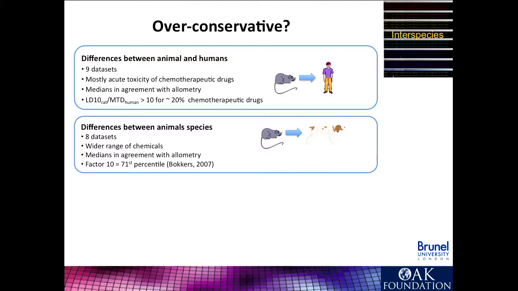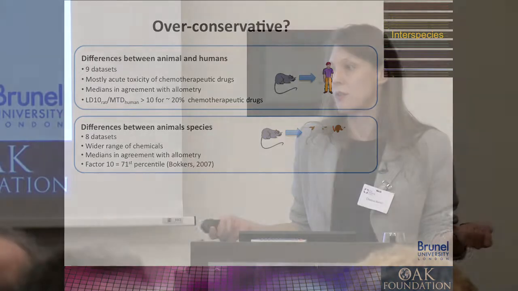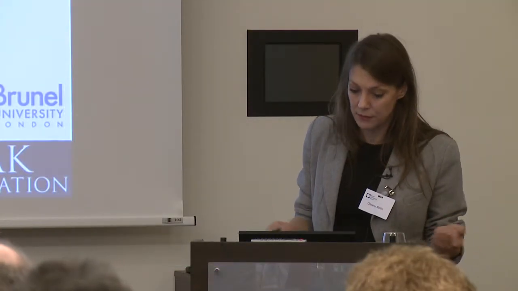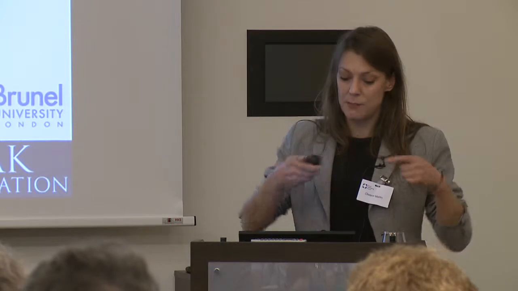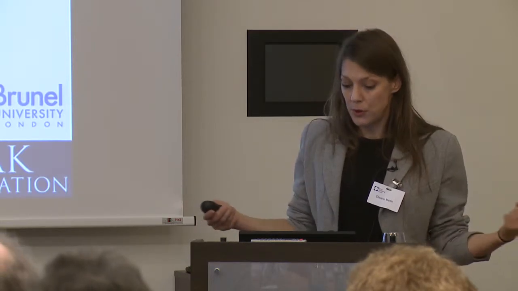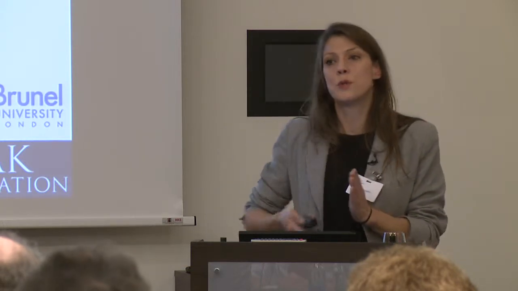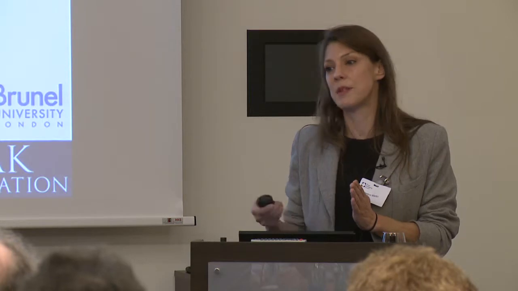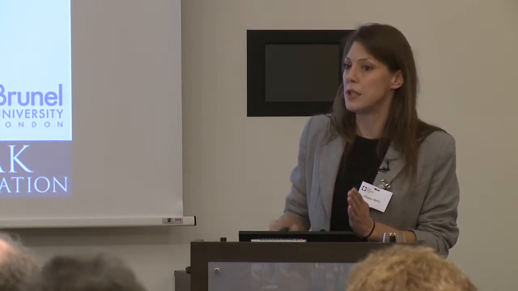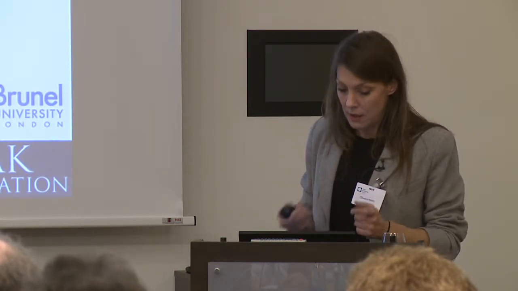One of the advantages of doing that is that you can look at a much wider range of chemicals because they've been tested. There we found 8 data sets, and again, the medians agree quite well with the allometric principle, but when you see how that's distributed, you find that a factor 10 would be sufficient for about 71% of chemicals. I mean, there's 29% of chemicals for which you would need a greater factor than 10.